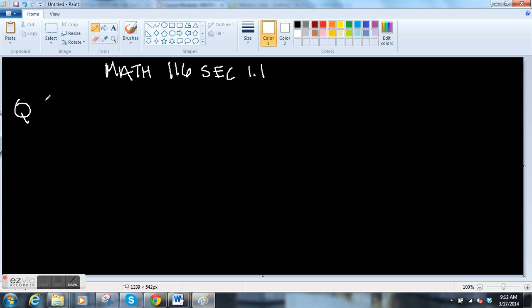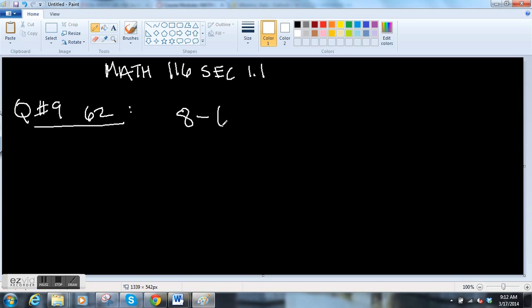Hi guys, Math 116, section 1.1, looking at linear equalities and inequalities, solving for x problems. So here's question number 9 on page 62. Thought I would look at a problem and show you some of the basics of solving these linear equations.